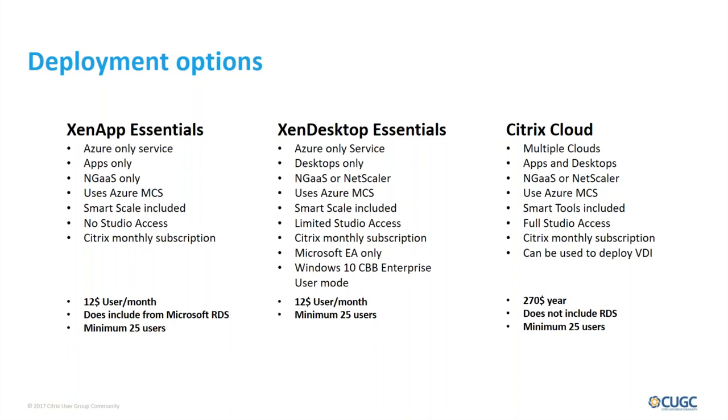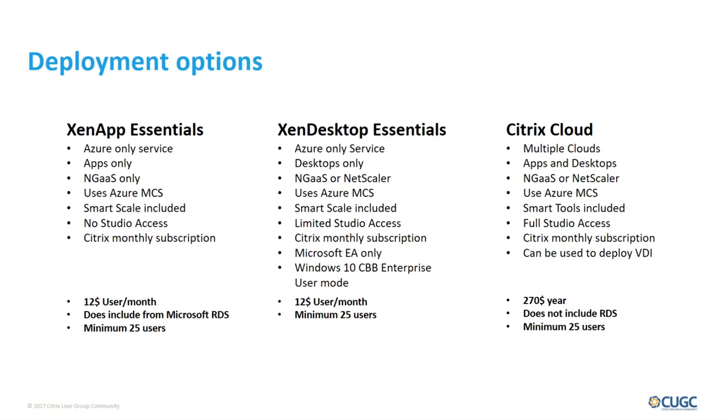Here you have some limited access to Citrix Studio, and here you have the option if you want to use Netscaler Gateway as a service, or if you want to use traditional Netscaler as a virtual appliance. But XenApp and Desktop Essentials both use Smart Scale in the back, so it basically goes in and starts and stops virtual machines based upon a schedule or load. We'll be covering a little bit more about Smart Scale and the current limitations that it has in a later slide.